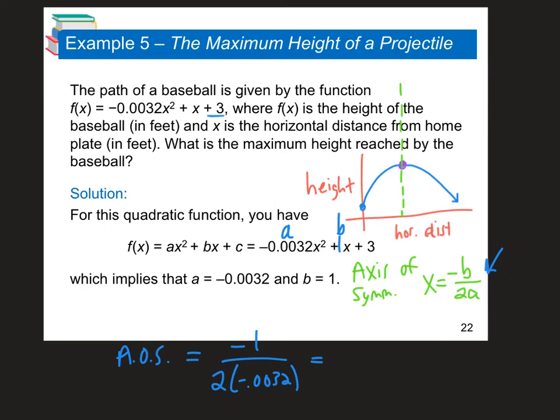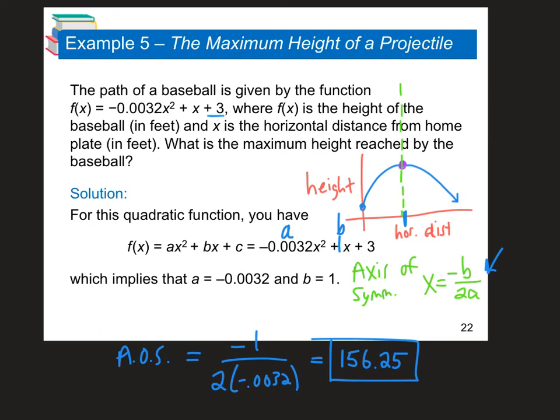So negative 1 over, and I'm just doing this on the calculator right now, 2 times negative 0.0032. I'm being careful, I put parentheses around the denominator. And that's giving me an answer of 156.25. That is the x value of the vertex, the horizontal distance. Our question now was really, though, what is the maximum height?